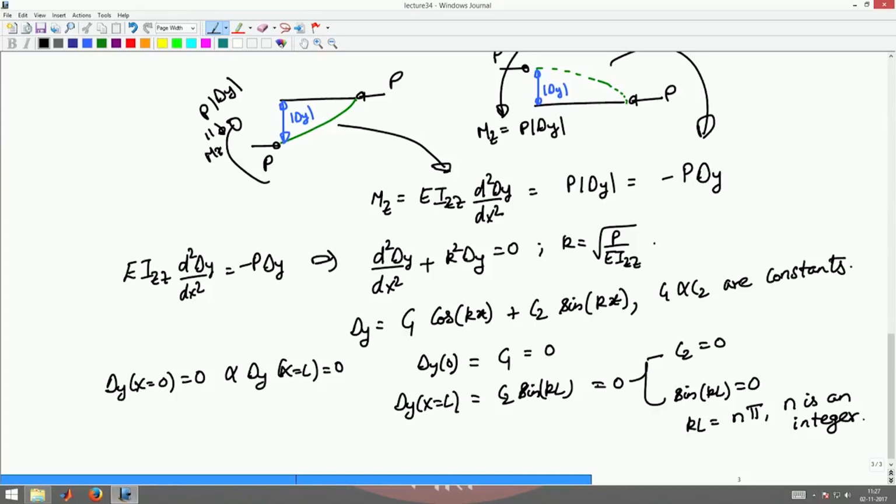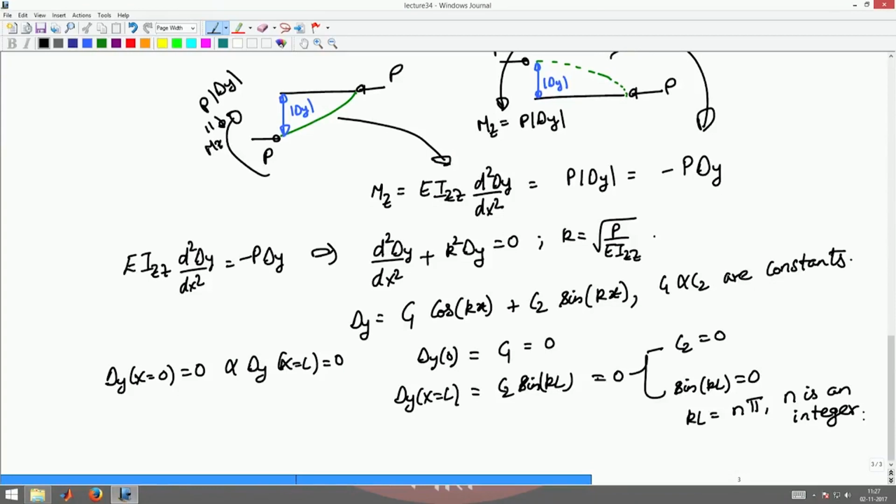From here you get two solutions. If c2 is 0, delta y is identically 0, or it can be c2 times sin n pi x by L if kL is equal to n pi. The zero solution is when it is otherwise.